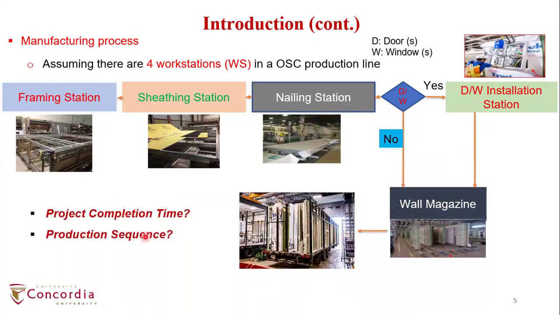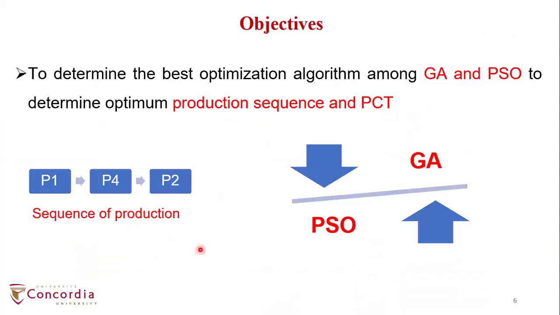So the questions are how much time is needed to complete a project, whether we can optimize it, how much we can optimize it, which algorithm is better for optimization, and what production sequence should be adopted. Therefore, the objective of this study is to determine the best algorithm to optimize the production schedule in terms of project completion time between GA and PSO.